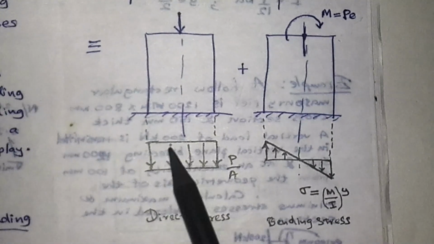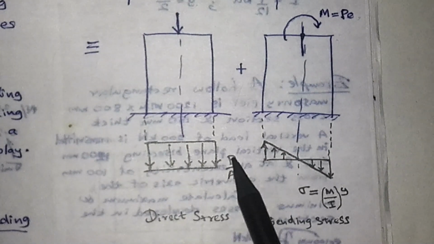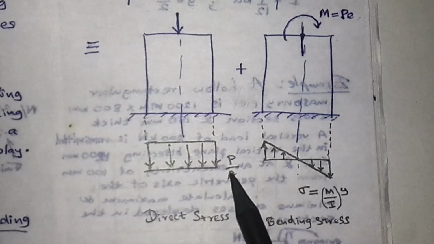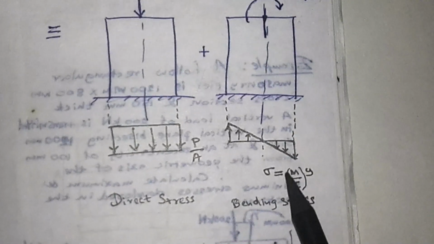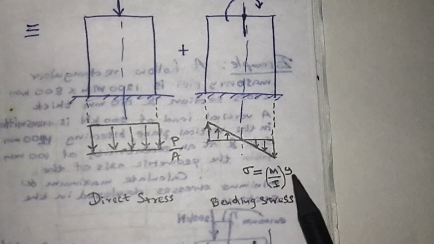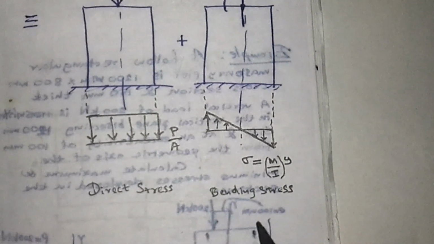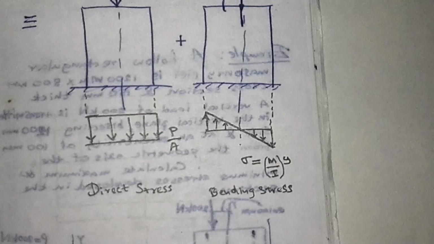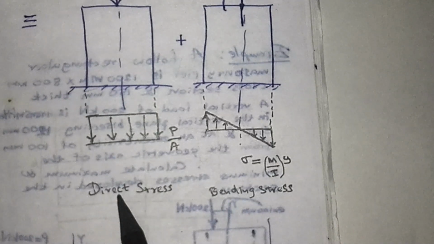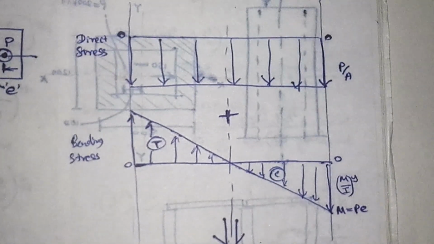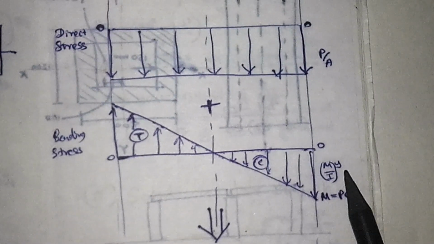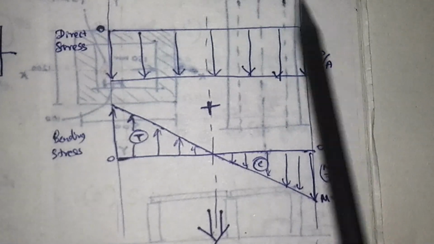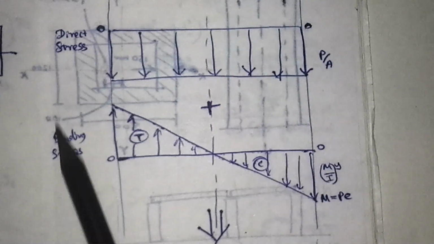So for the stress diagrams, the direct stress diagram is uniform. The stress is P over A, load over cross-sectional area, and for this moment M equals PE, the stress is M over I into Y. So you have a diagram like this, that is the bending stress. When we consider the eccentric loading, you have a direct stress and a bending stress, represented in these graphs. You can clearly see the direct stress P over A and the bending stress M over I into Y. So we have to consider the total.